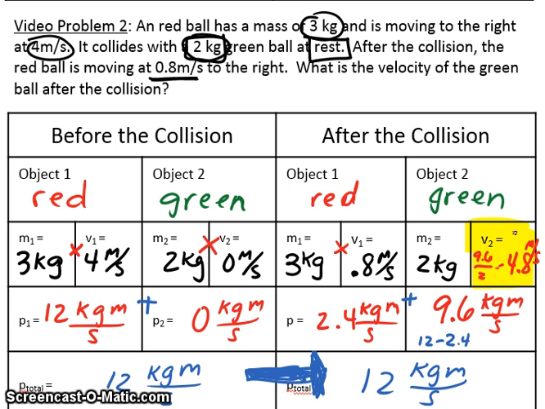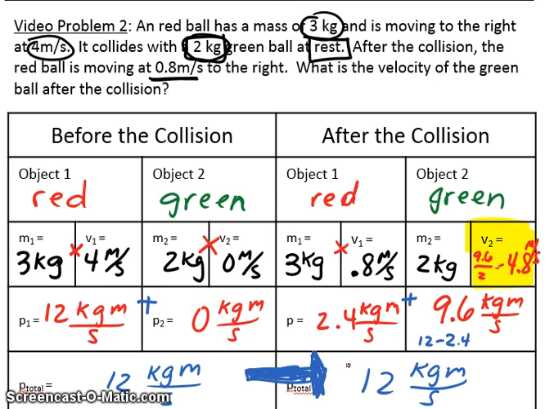So when I double check all my work at the end, we got a final speed. Let's double check ourselves. From the beginning, 3 times 4 is 12. 2 times 0 is 0. Add those together and you get 12. After the collision, 3 times 0.8 is 2.4. 2 times 4.8 gives me 9.6. And when I add 2.4 and 9.6, I get 12. And 12 before equals 12 after. So I've done it correctly.